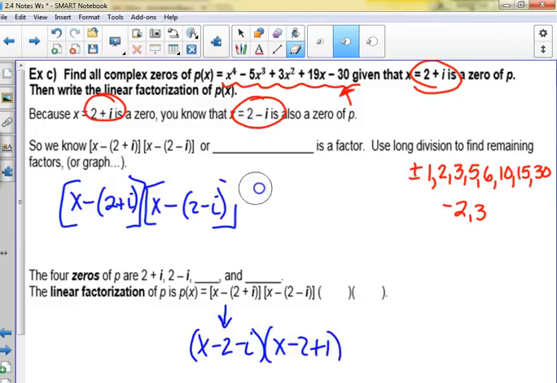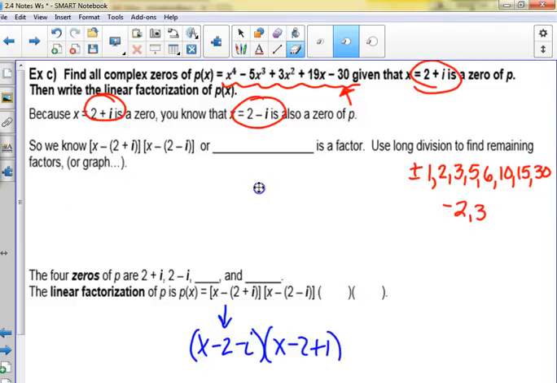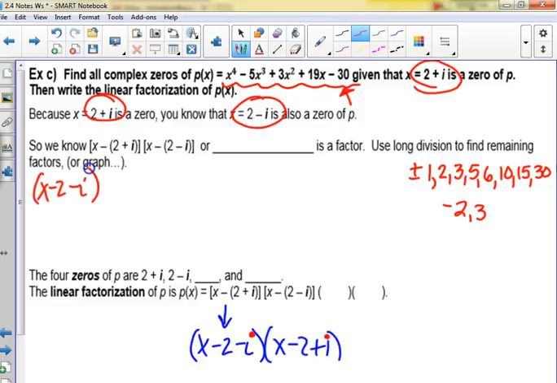What this is asking us to do right here, don't shoot me, is to FOIL those two things together. Whoops, that's an i back there. All right, I'm going to do this, and you can just watch if you want. I'm going to distribute the x through this whole second parenthesis. It'll become x squared minus 2x plus ix. Does that seem okay? Then I'm going to distribute the negative 2 through that whole second parenthesis.